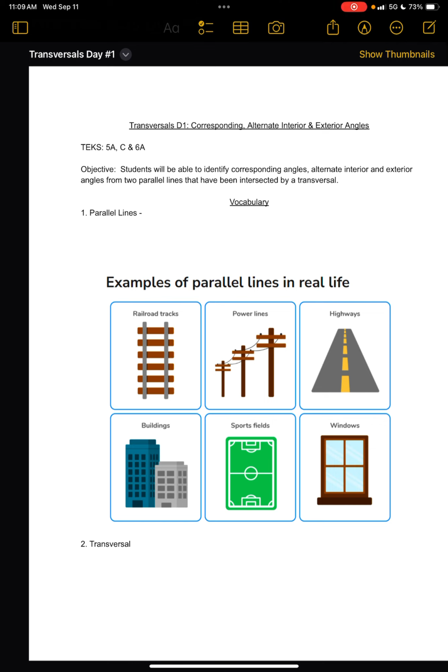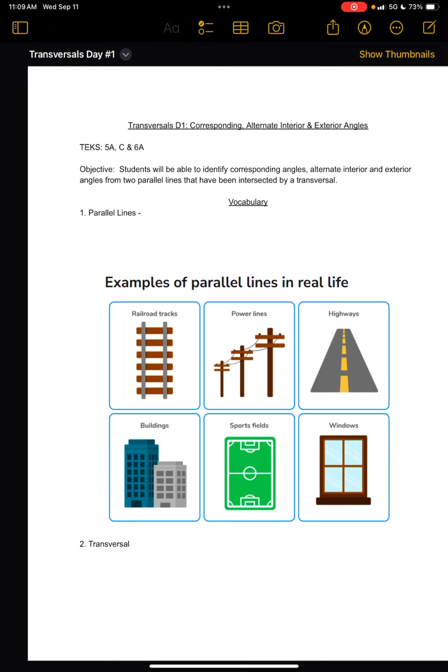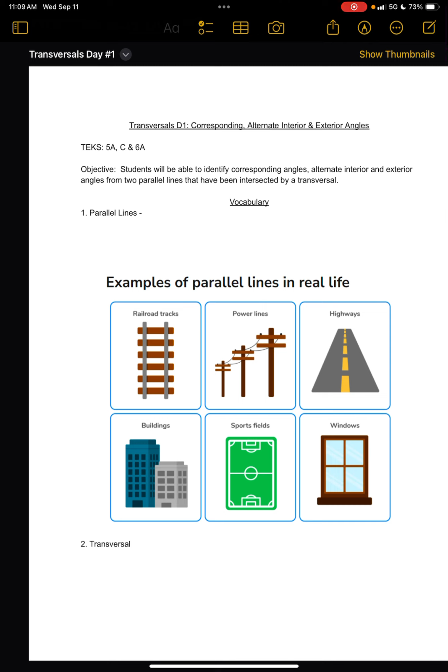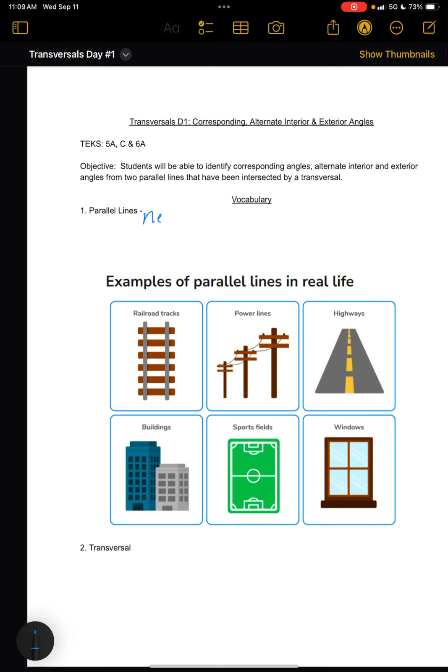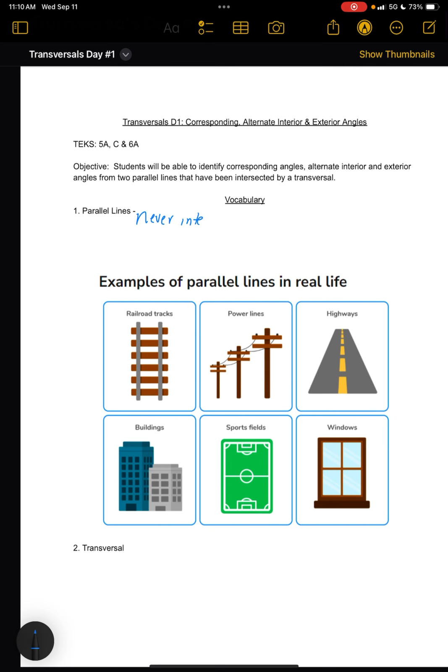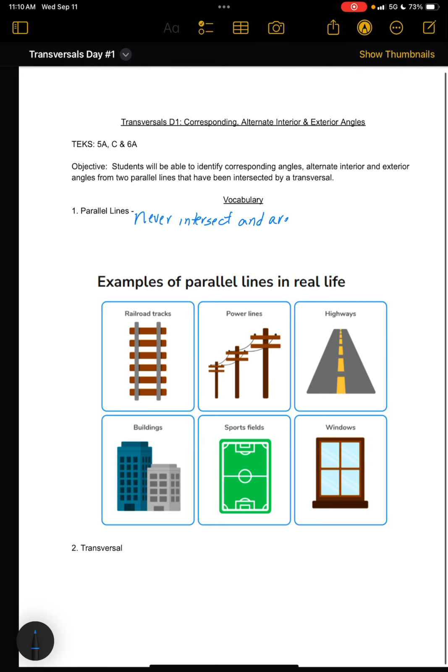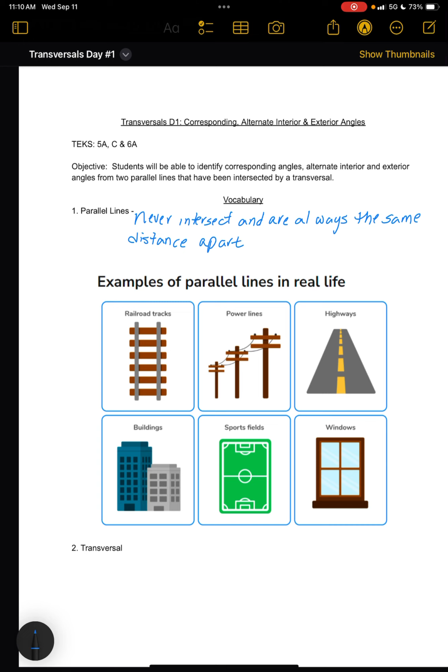All right, so let's start with parallel lines. Our definition for parallel lines is they never intersect and are always the same distance apart. And we have some real world examples of that.